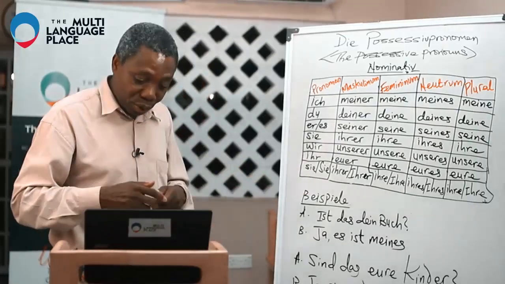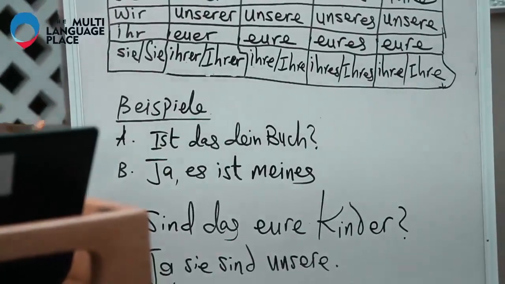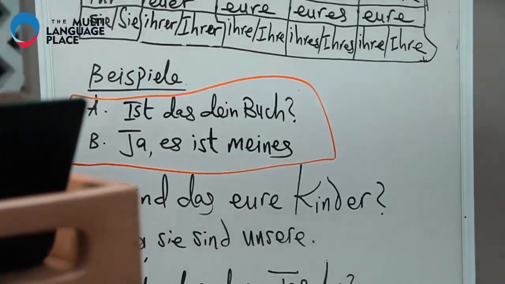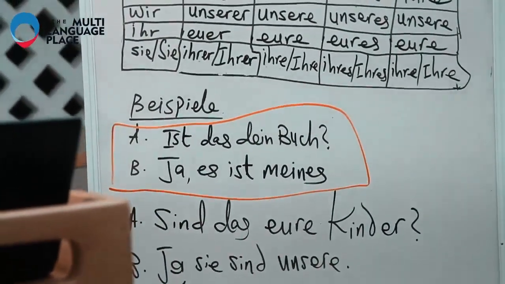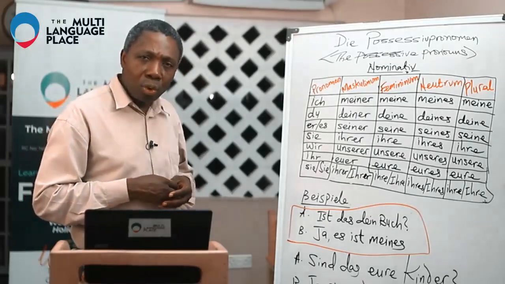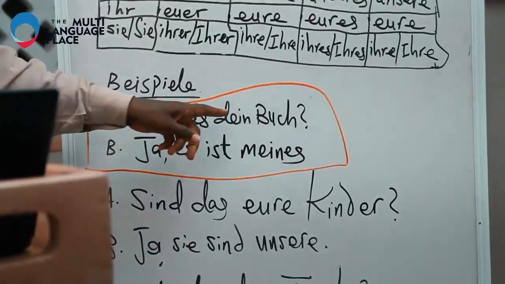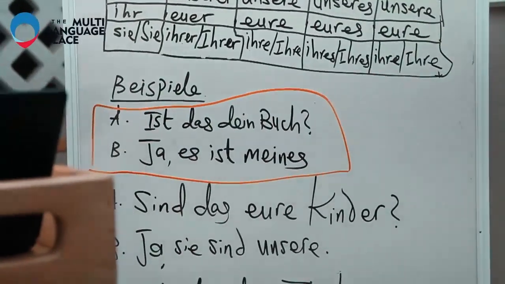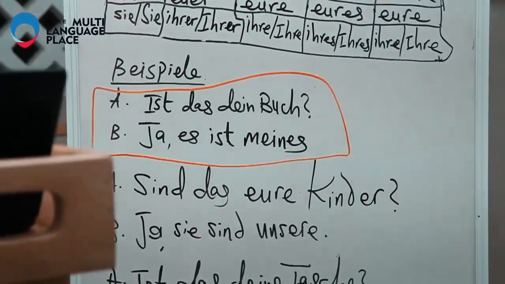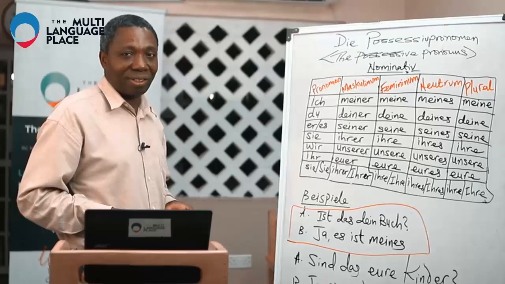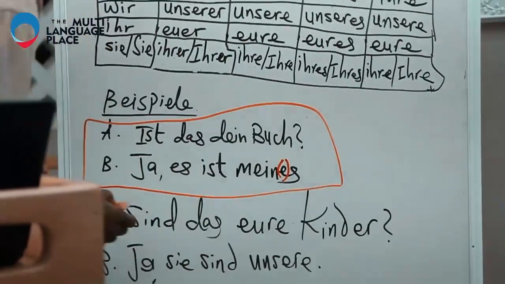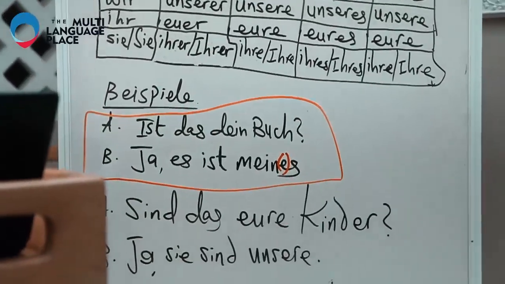There is a conversation between A and B. This is the first conversation. A says, Ist das dein Buch? Is that your book? And then B says, Ja, es ist meines. Actually, you could also say meins. You can put this one in brackets depending on which one sounds sweeter in your mouth.